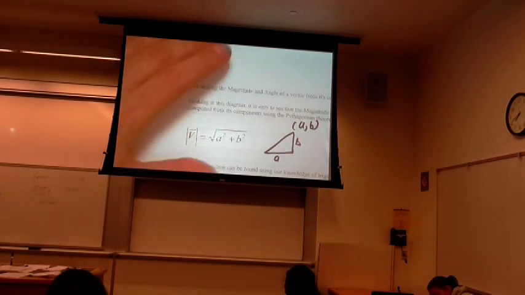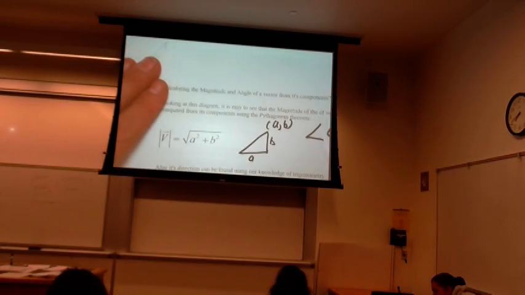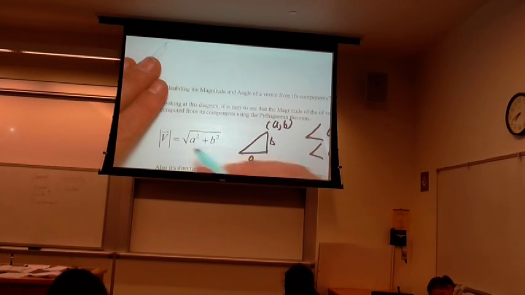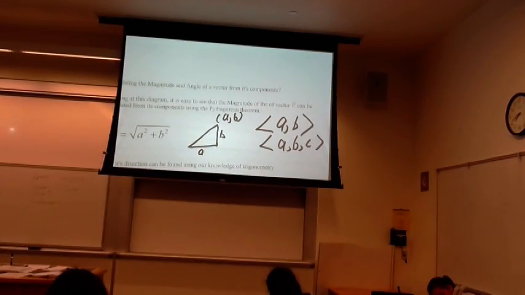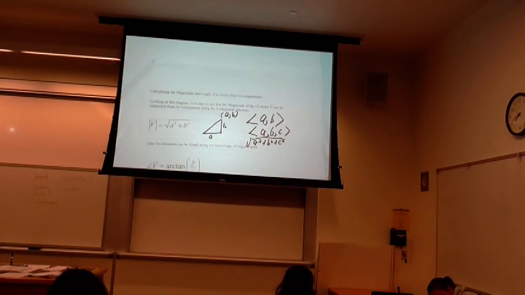This isn't part of today's lesson, but if we were using a vector in 3 dimensions, you know, A, B, and C, we would just extend this to the square root of A squared plus B squared plus C squared, which is just the Pythagorean theorem in 3 dimensions.